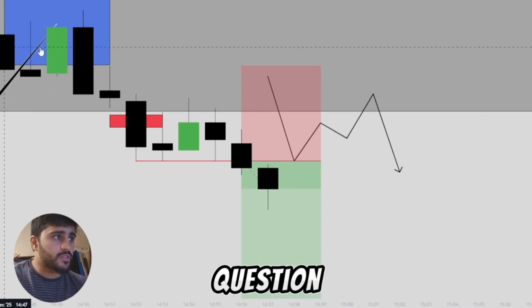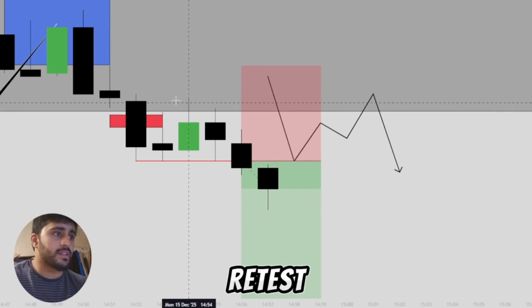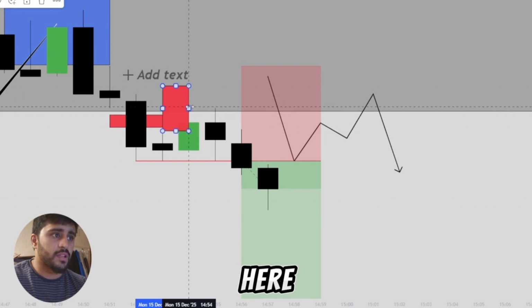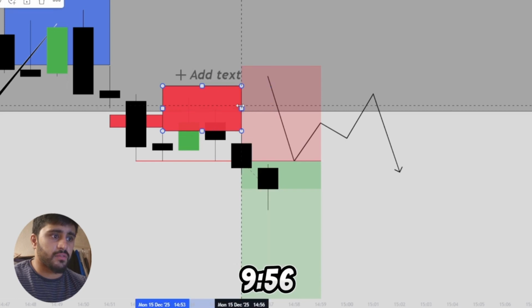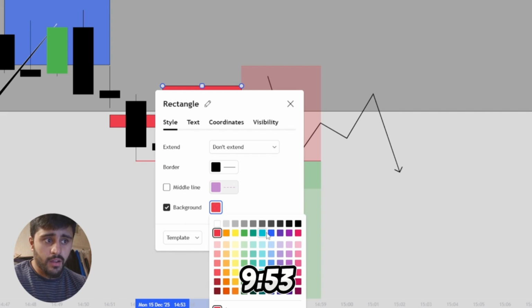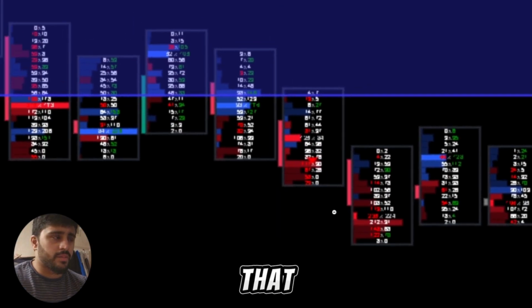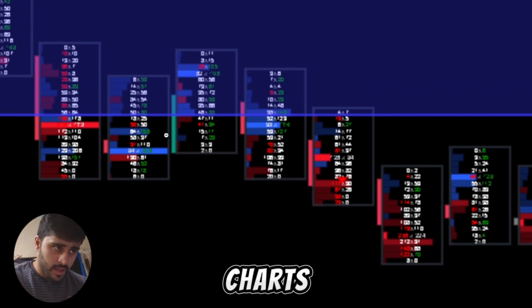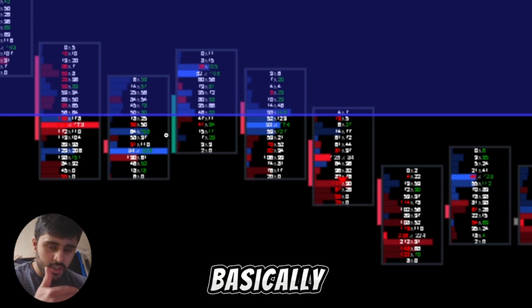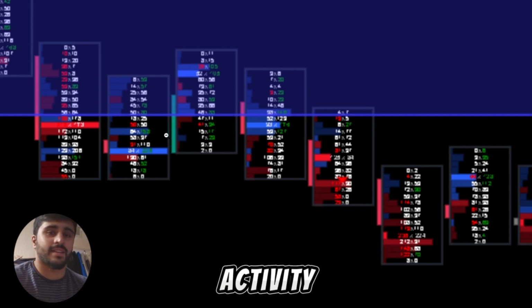So the next question is, what was going on here, right? What was going on at the retest? We want to know what was going on here. This is between 9:53 and 9:56 Eastern. 9:53 to 9:56, what is going on? Now we can see a lot more clearly via the footprint charts. The footprint charts basically show you energy or activity. Think of it as activity.